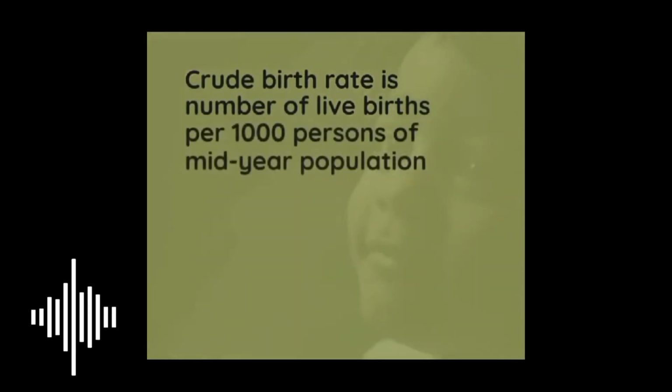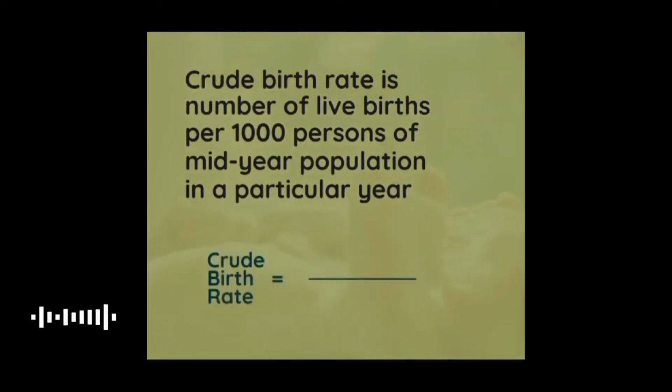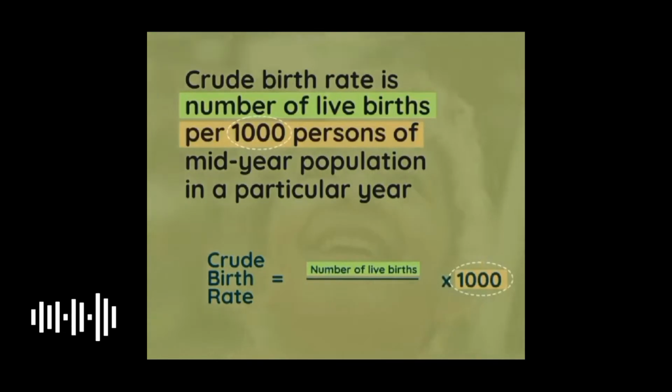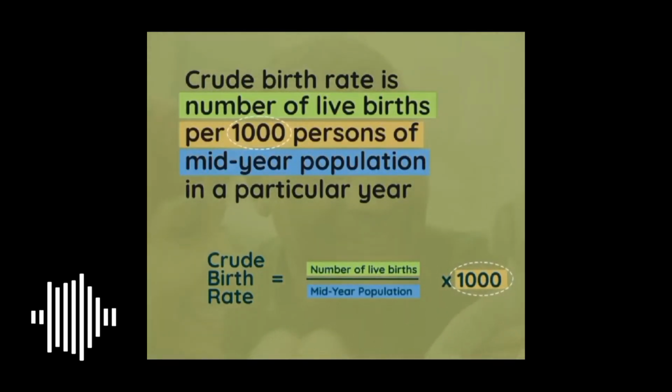Crude birth rate is the number of live births per 1,000 persons of mid-year population in a particular year. Crude birth rate is equal to the number of live births divided by mid-year population times 1,000.